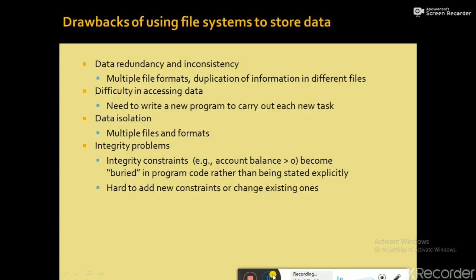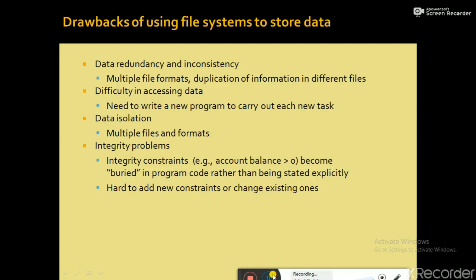Now data redundancy has several drawbacks. If data redundancy is there, then it leads to higher storage cost, meaning we need higher storage, and it has higher access cost, as well as the data redundancy leads to data inconsistency. Now, what is data inconsistency?